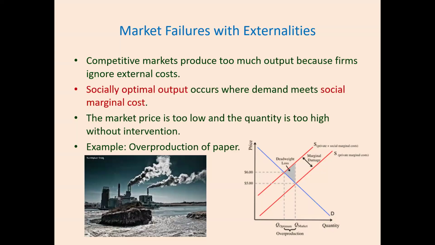The market price is too low and the quantity is too high without government intervention. So if we were to fix this problem, if you look at the graph on the right, price should increase from $5 to $6 to reflect that external cost. And hopefully that additional tax revenue that we collect can be used to reduce the damage from the externality for the local community.